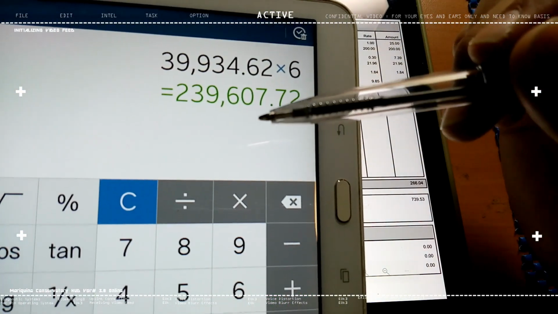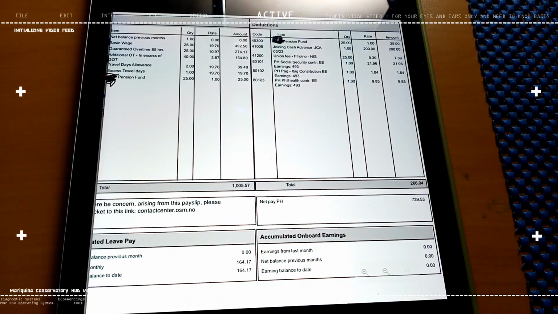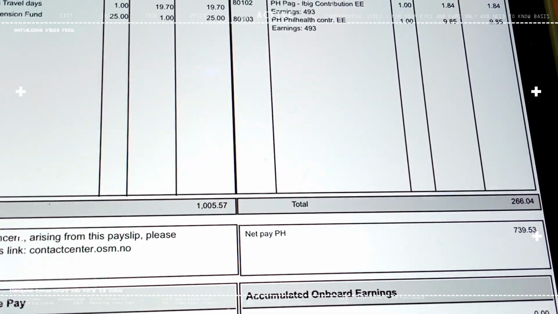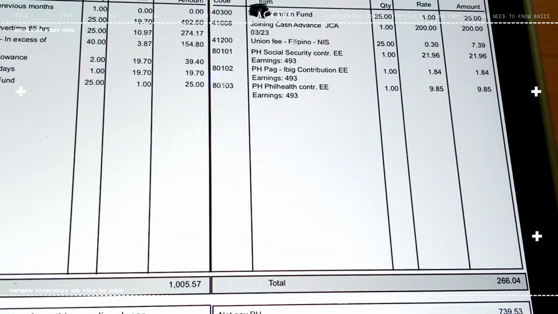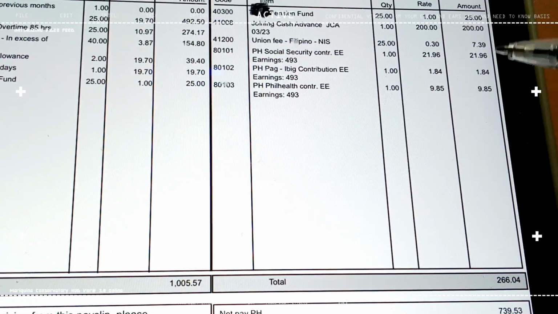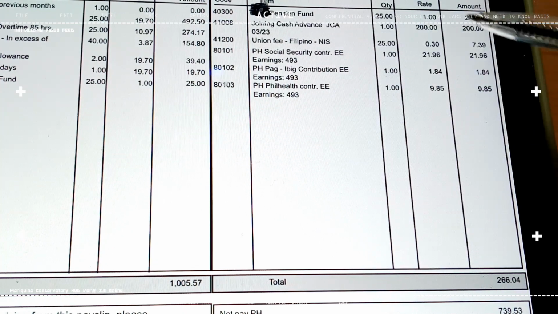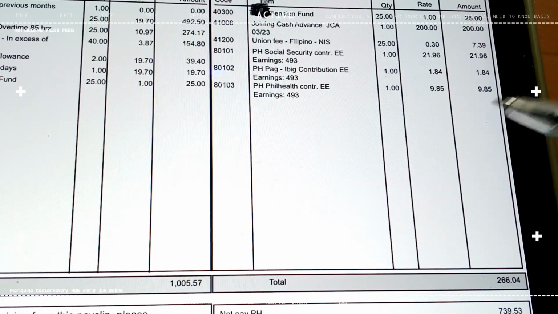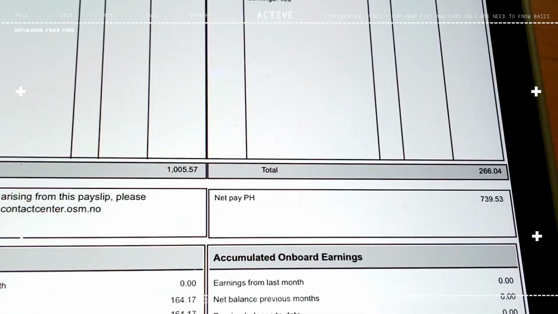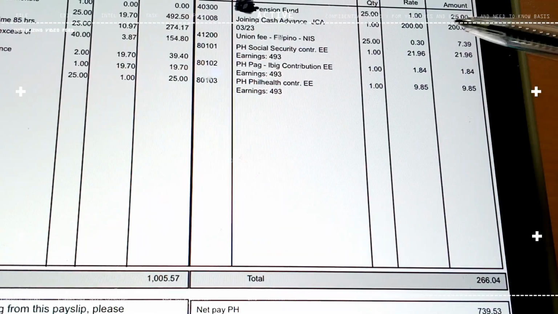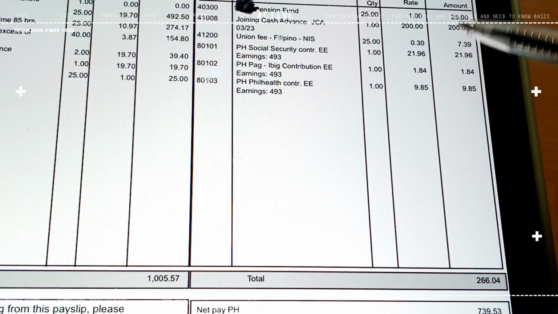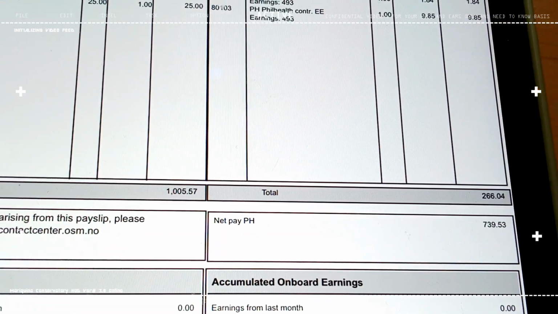Of course, this might increase because, like I said, there are some deductions here that are not supposed to be happening in my first month, and one of these is the joining cash advance, which is $200. So probably next month I'll have an extra $900 here, because by next month I won't have any charges like this, since I'm already on board a ship. So $900 per month, and I'm okay with that.